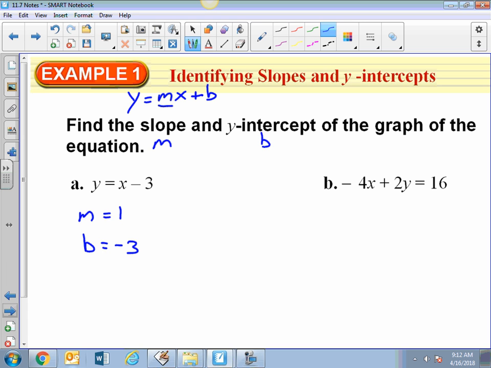Okay, so letter B. Now, letter B is not set up for you. You need to make it look like this. So you're going to have to do a few things. You need to first off go ahead and bring everything except for the y value to the right side. If you remember, we did something called function form early on in this chapter. Really, that is essentially the same thing.